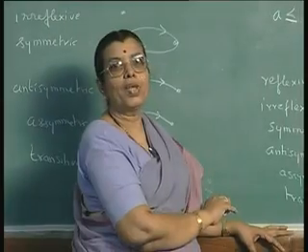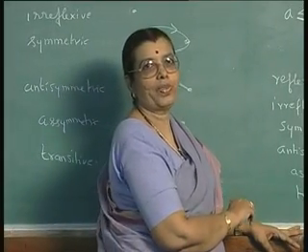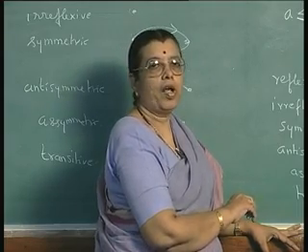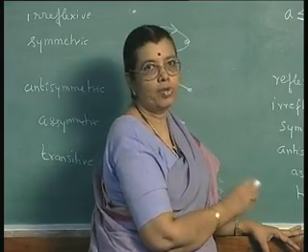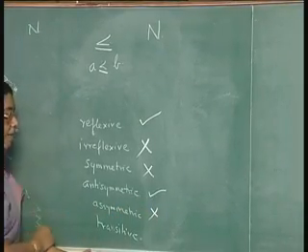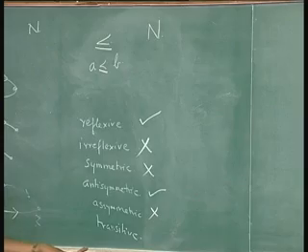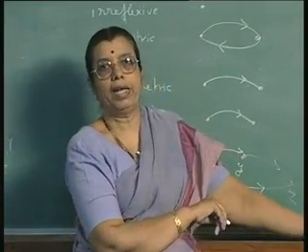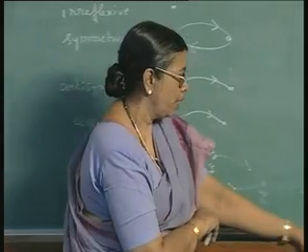Is it asymmetric? Asymmetric means you should not have self loops also. 4 less than or equal to 4 will hold, but then if A is related to B, B should not be related to A. So, asymmetric is not there. The difference between antisymmetric and asymmetric is that in antisymmetric you can have self loops, in asymmetric you cannot have self loops.